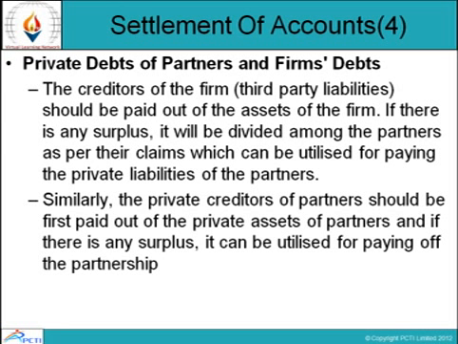Settlement of accounts: private debts of partners and firm's debts. The creditors of the firm's third party liabilities should be paid out of the assets of the firm. If there is any surplus, it will be divided among the partners as per their claims, which can be utilized for paying the private liabilities of the partners. Similarly, the private creditors of partners should be first paid out of the private assets of the partners, and if there is any surplus, it can be utilized for paying off the partnership.